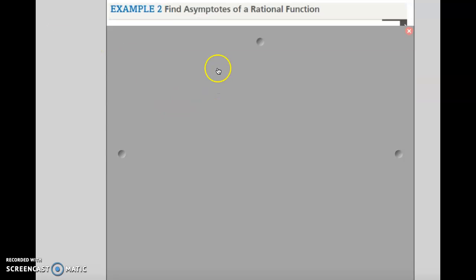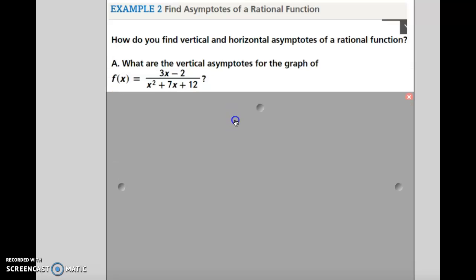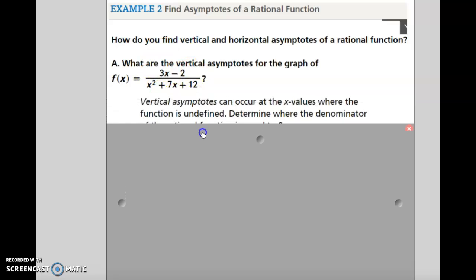How do we find asymptotes? This video is on how to find vertical asymptotes. So notice I can't just look for transformations, like if it moves to the left 3, I know it creates a vertical asymptote. I can't do that when it's in this form. So what do we need to do?